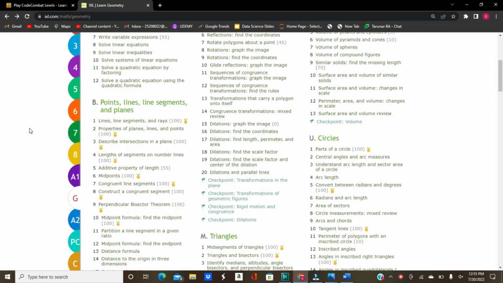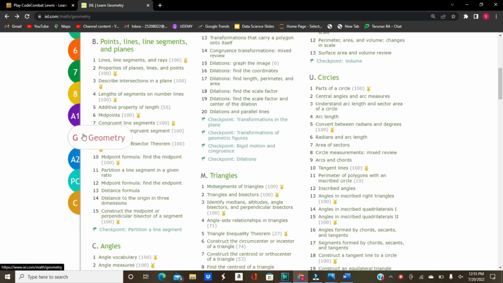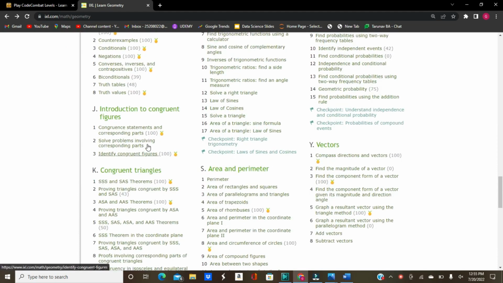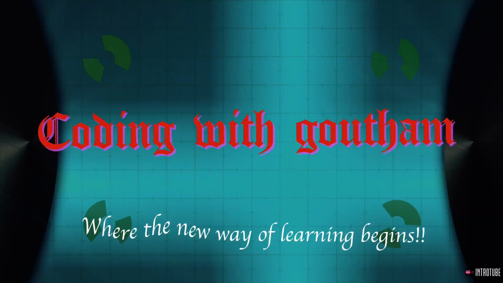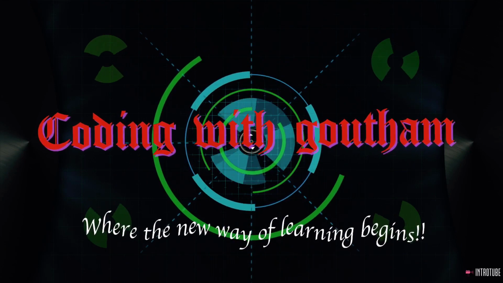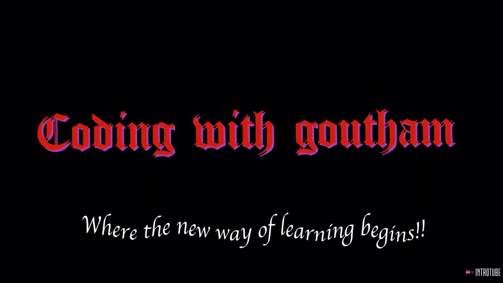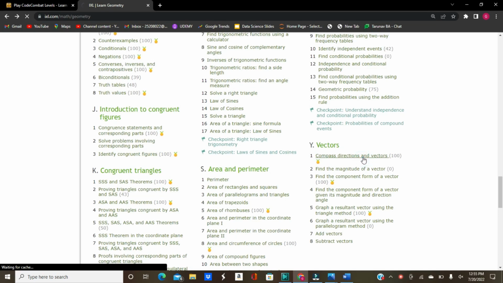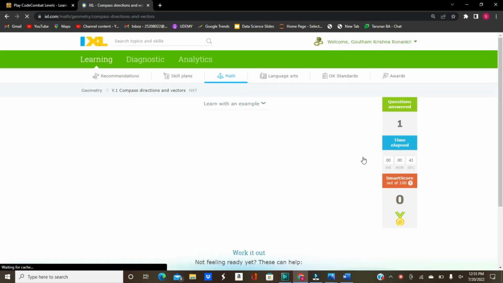Today we will be doing some math, as coding is mostly just high school slash middle school math. So we will be doing some geometry, as vectors are geometry. We're just going to start basic with compass directions and vectors.